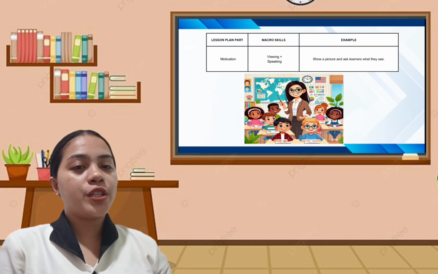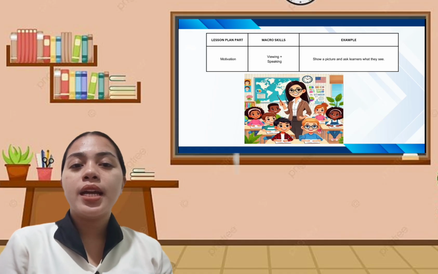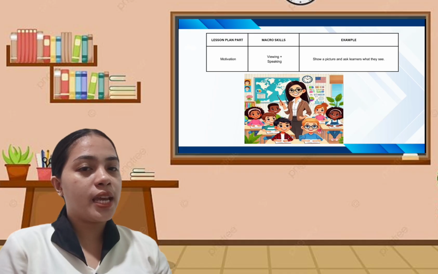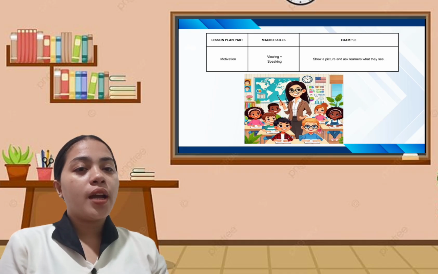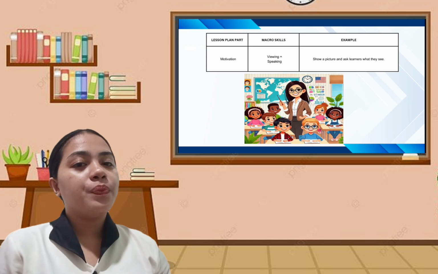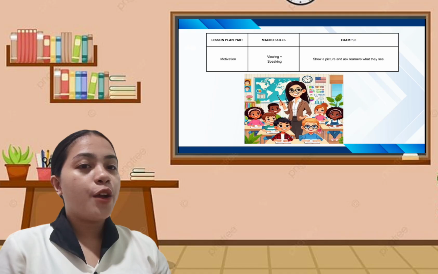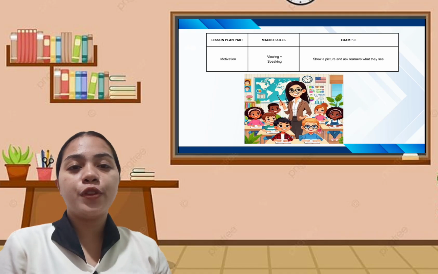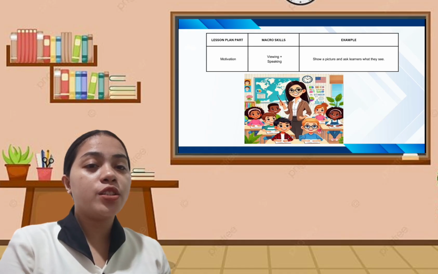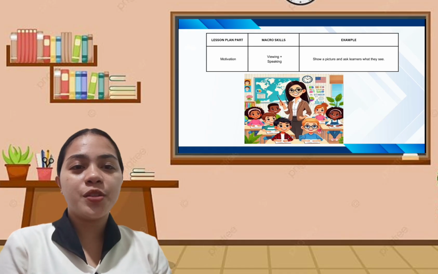First is the motivation. The macro skills integrated are viewing and speaking. Show a picture and ask learners what they see. In the motivation part, we can use viewing and speaking together. For example, the teacher can show a picture and ask learners what they notice. First, the learners use their viewing skill to understand the picture, and then they use speaking to describe or explain what they see. Alright, let's try this part.